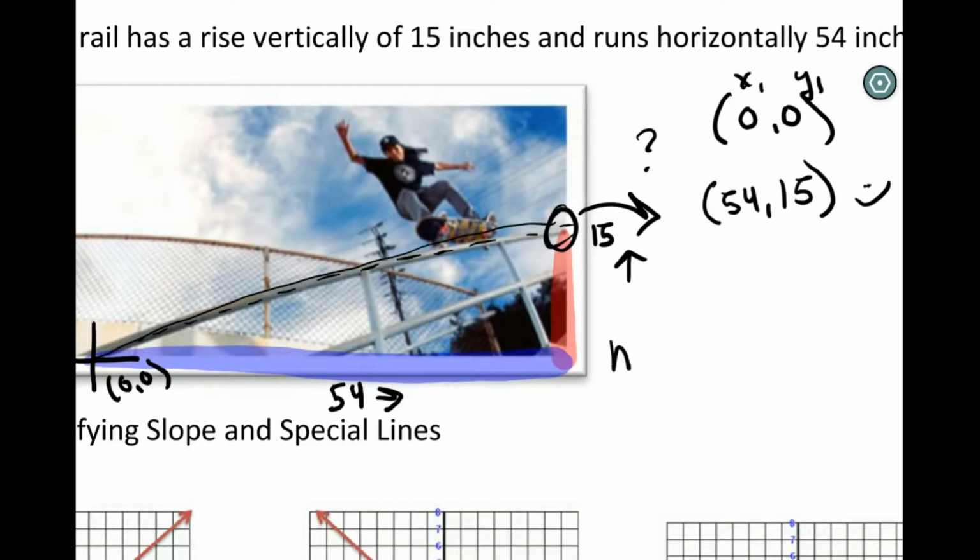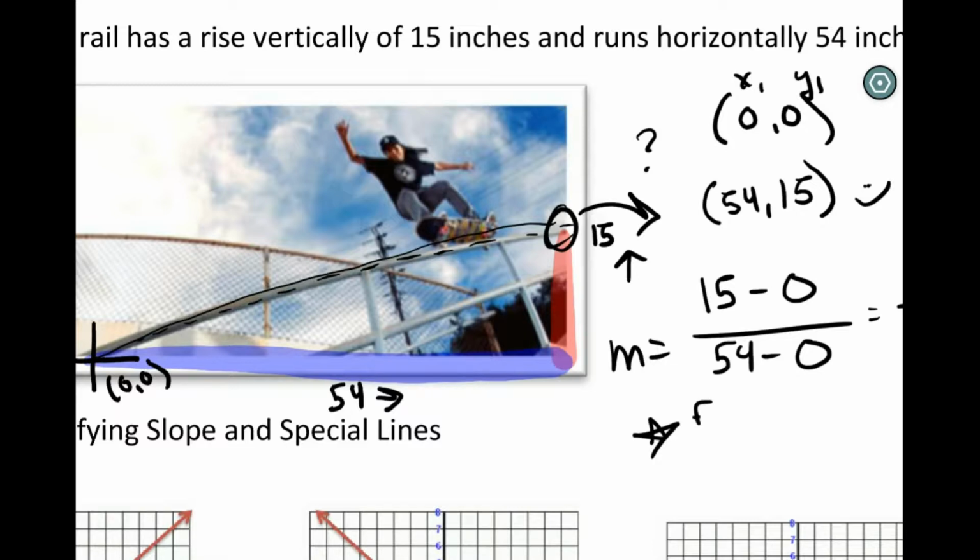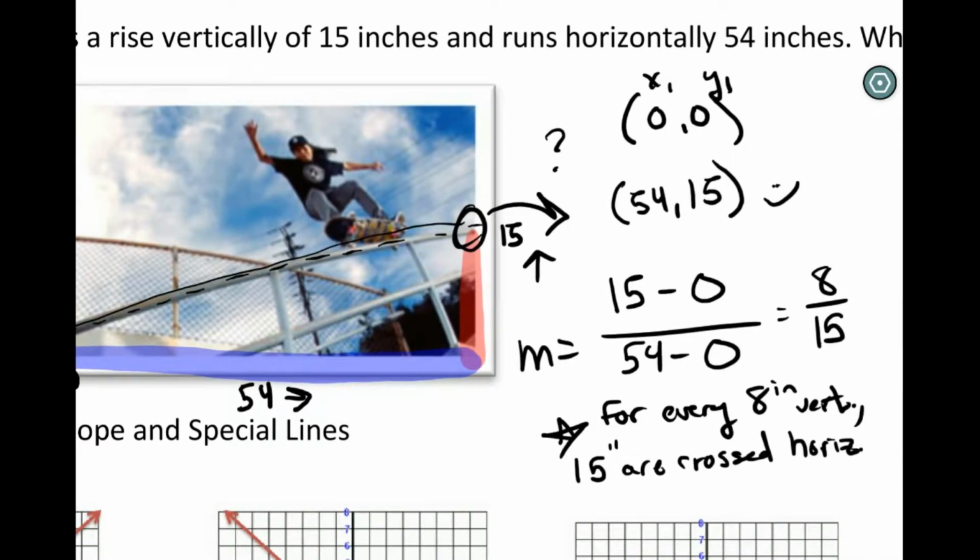Plug that into the slope formula. We have 15 minus 0 all over 54 minus 0, and that's going to equal 5/18. Basically, it's saying that for every 8 inches vertical, 15 are crossed horizontally. Okay, I know you couldn't see that. So for every 8 inches vertical, 15 are crossed horizontally.